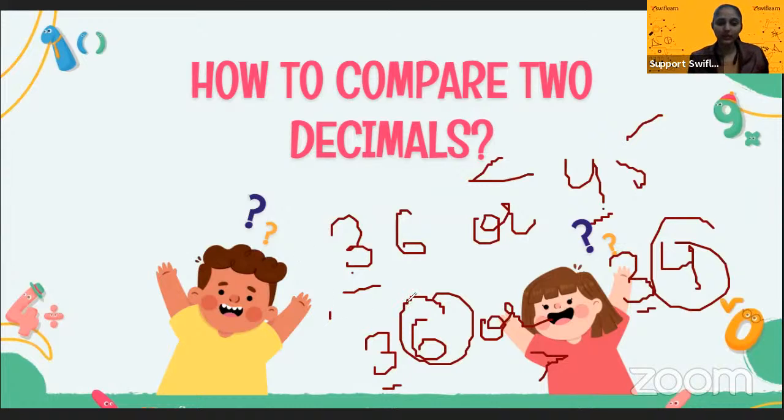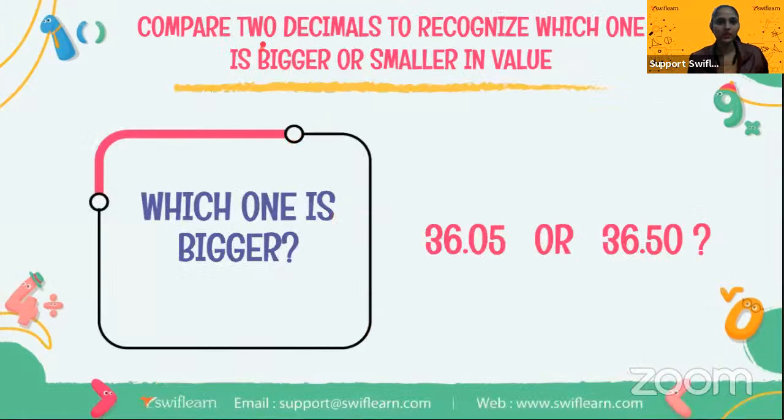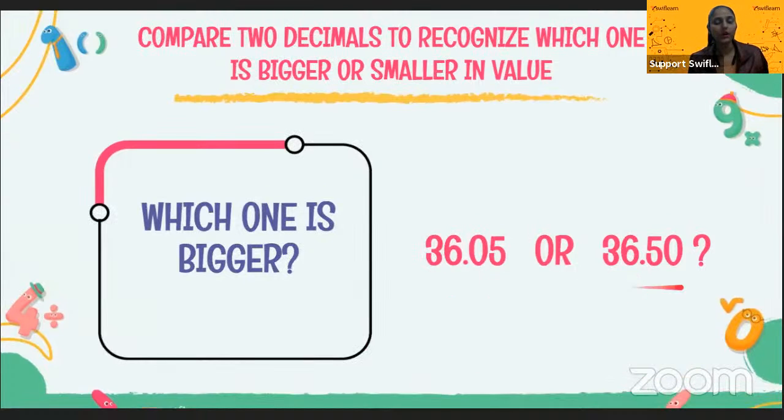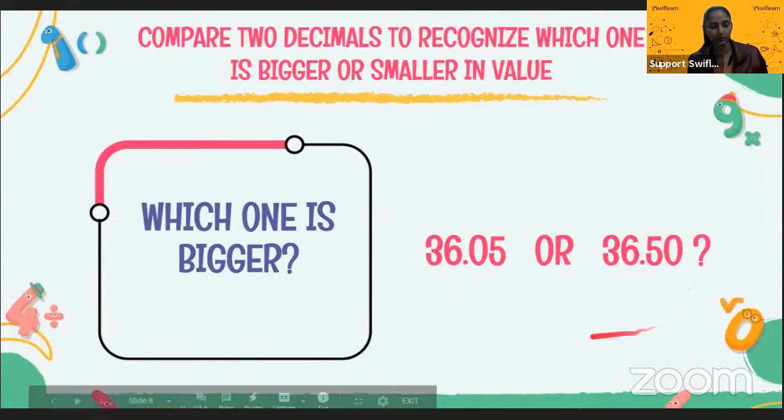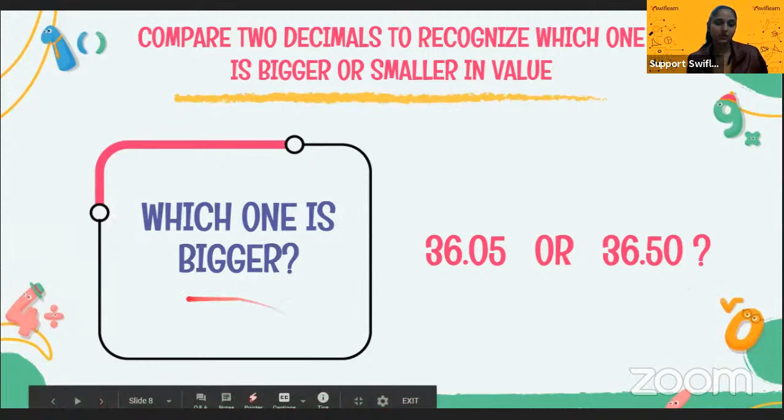All right, so let's continue now. I'm going to take you to the next page where we are going to learn about decimals. So here we go. Let's start with this: which number is bigger, 36.05 or 36.50? Think about it once.